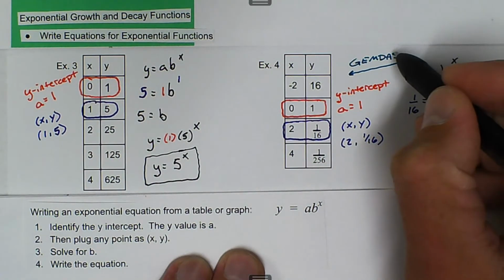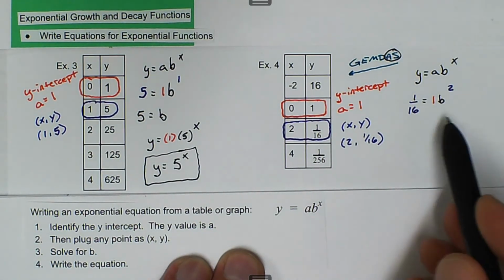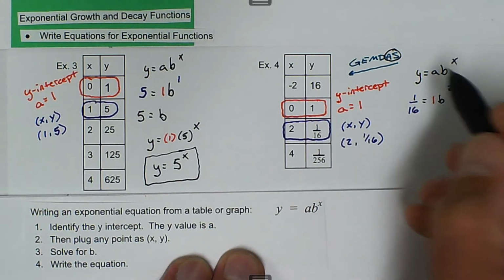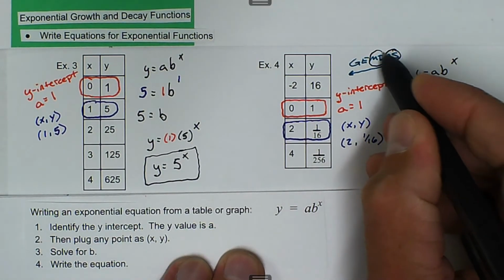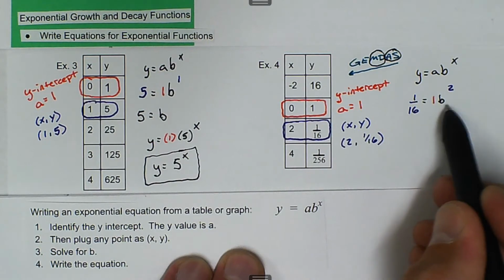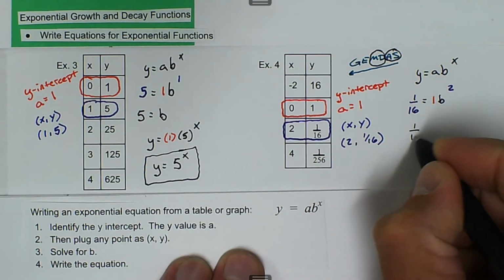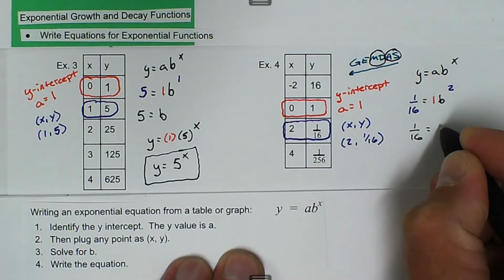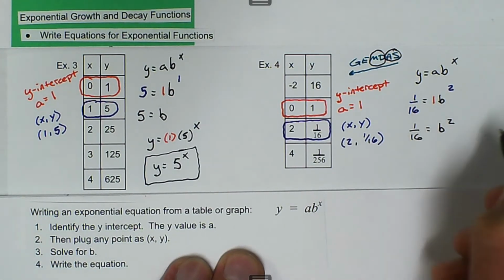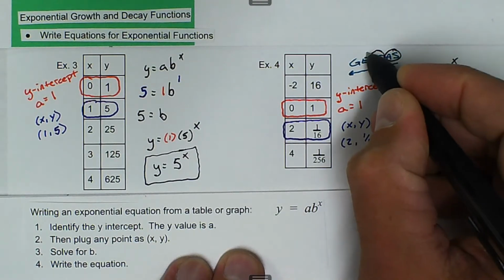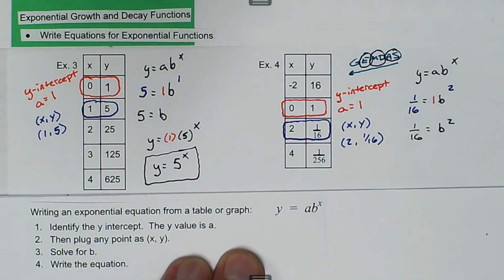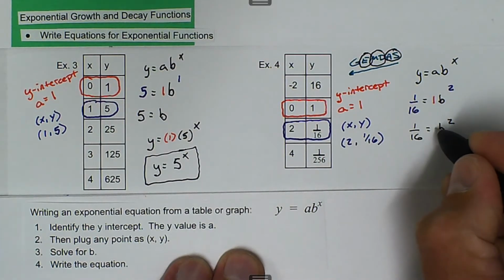We start with addition and subtraction and work our way to groups. In this case, we don't have any addition and subtraction. And we actually don't have any multiplication or division either, because 1 times b squared is just b squared. So I can rewrite that as 1/16 is equal to b squared. So now we have an exponent there that we need to get rid of. And so we can take the square root of both sides.